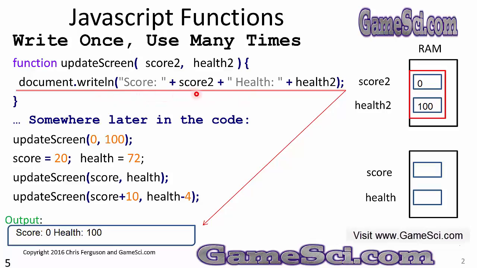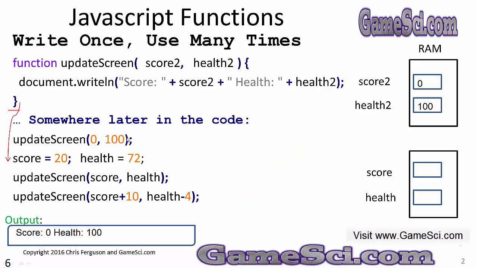Now let's execute the body of the function, and we'll write to the screen "Score:" and then score2. See that 0 in score2? That's why it's showing up down here on the output. See that 100 in health2? That's why it's showing out here in the output. I want to insert at this portion of the output the value of score2 and the value of health2. That is the body of the function.